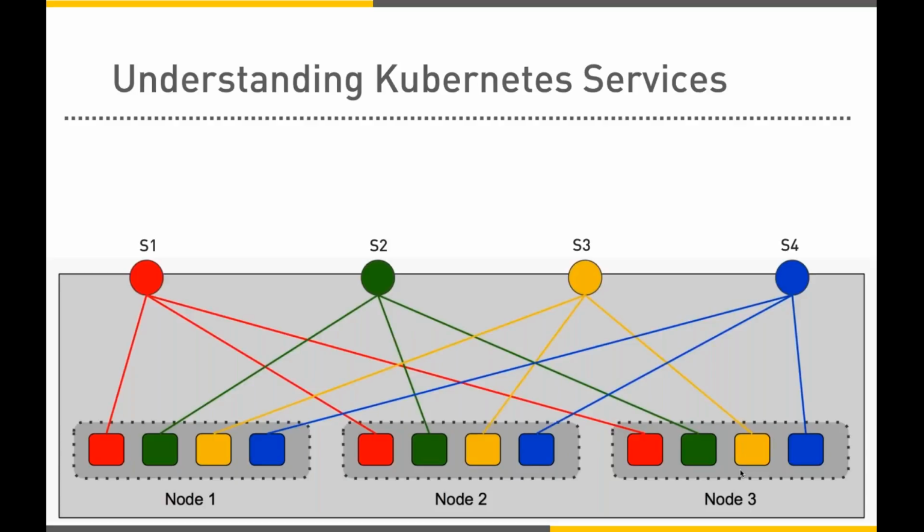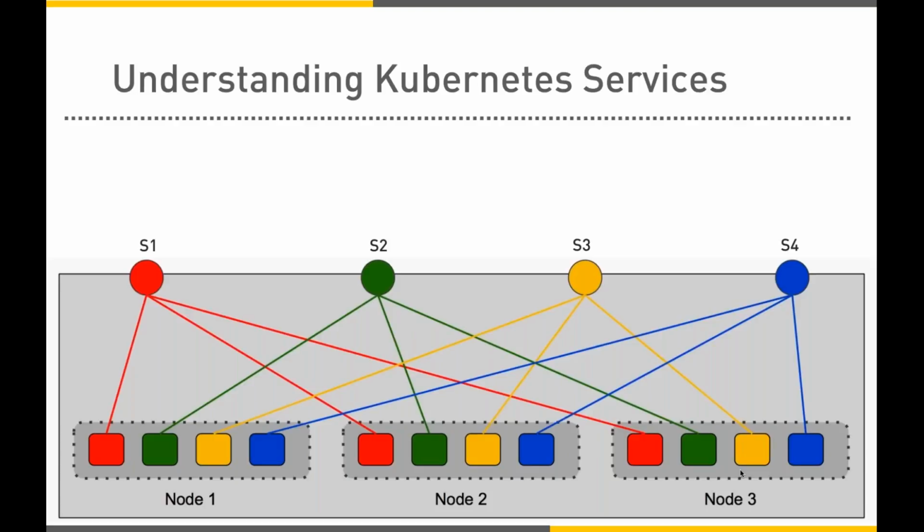And then when we are creating a service, I want S1 to route the traffic to all the red pods. So there, I basically create a selector, and in the selector section, I mention that color equals red. And that's it. Now, any request that comes to S1 will automatically get routed to one of the red pods running in any node. It doesn't matter which node it is. It can automatically get routed.